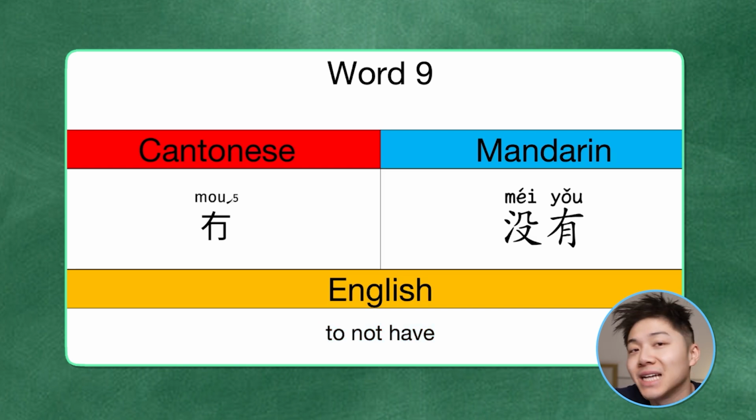To not have. In Cantonese is 冇. Mandarin is 沒有. So to say not have, we don't use the 不 or the bu like we did earlier. We use a different word. We use mo in Cantonese to mean to not have, and in Mandarin we use 沒有. We add a 沒 in front of it.